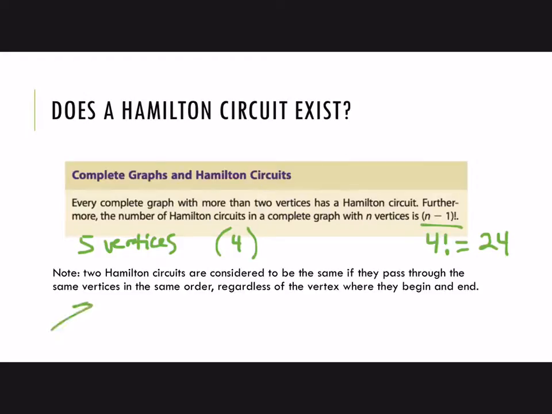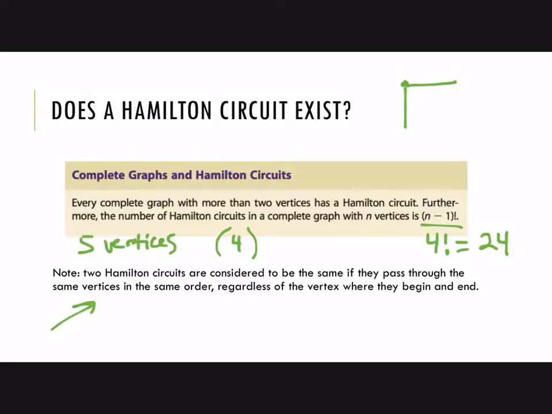And then here's a note. When we're counting those 24 circuits, 2 Hamilton circuits are considered to be the same if they pass through the same vertices in the same order, regardless of the vertex where they begin and end. So if you get a different count, you probably counted something twice or not at all.